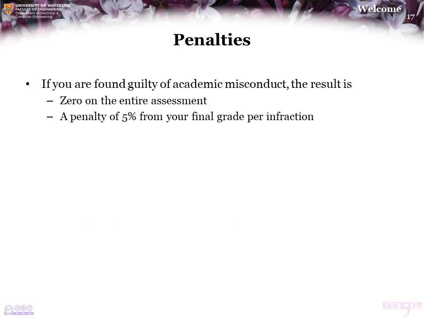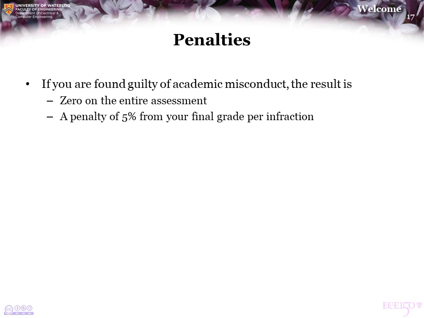Now, if you are found guilty of academic misconduct, the result is 0% on the entire assessment. And that's going to be much worse if it is the midterm or final examination assessment. There's also an additional penalty of 5% from your final grade per infraction. So the point here is a person who did not submit an assignment and gets 0 should get a significantly higher grade than a student who submitted plagiarized work.